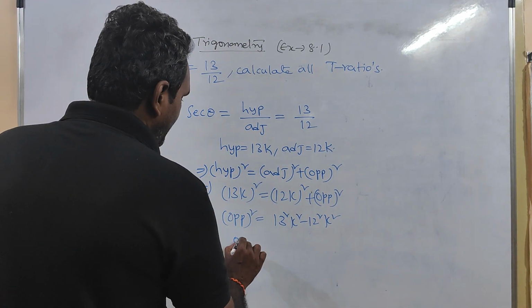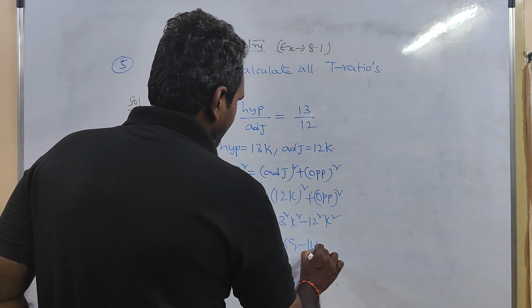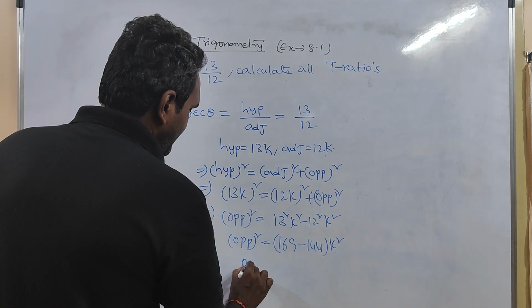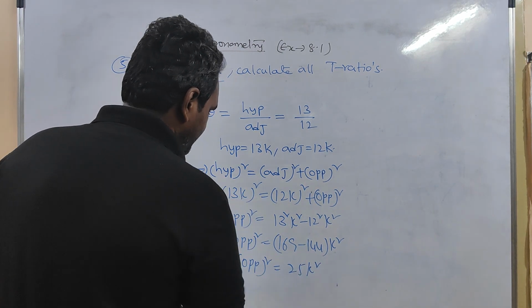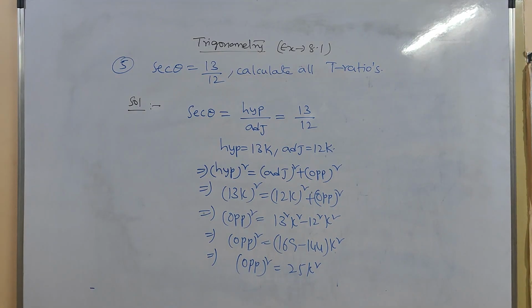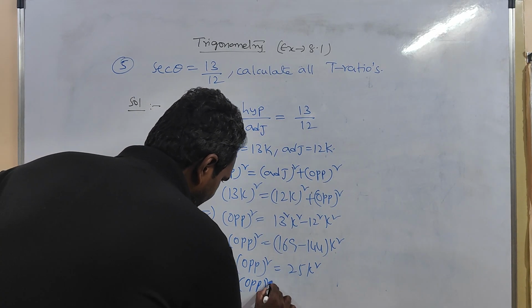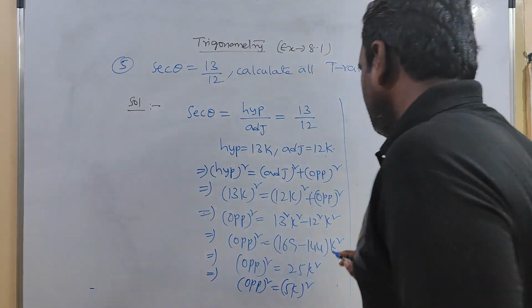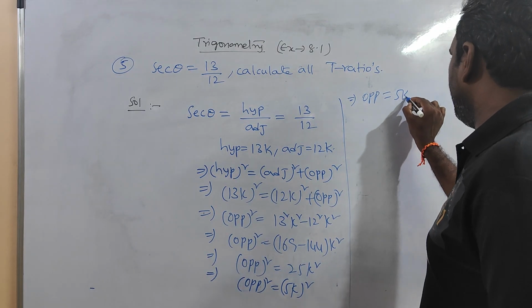What will I get? My opposite square is 169 minus 144 into k square. So my opposite square is how much? 25 k square. Clear? This implies my opposite square is 5k whole square. This implies opposite is equal to 5k.